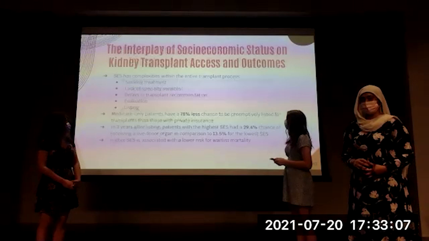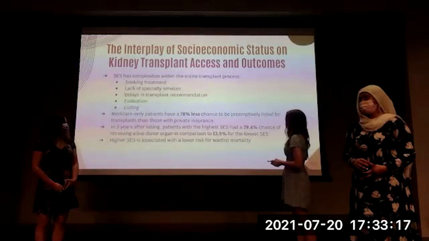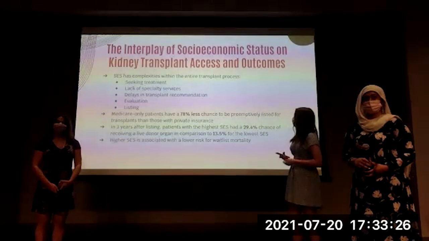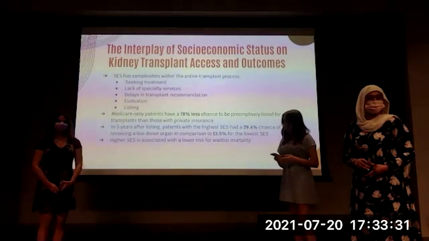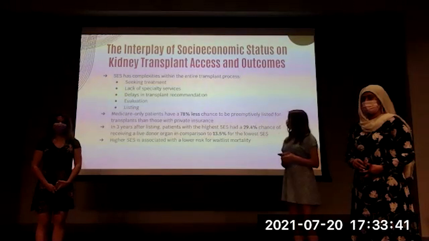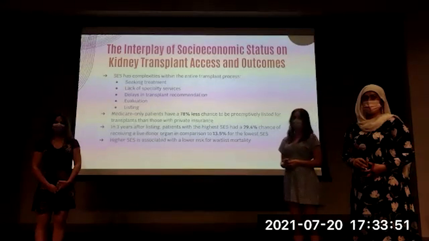So breaking off of that study in Sweden, we actually found an American study called the Interplay of Socioeconomic Status on Kidney Transplant Access and Outcomes. And researchers actually found that socioeconomic status not only has to do with the actual transplant, but the complexities behind the transplant as well, including seeking treatment, evaluation, and listing. And it was found that Medicare-only patients have a 78% less chance of receiving a listing than people who have private insurance. As well as in 3 years after listing, patients with the highest socioeconomic status have almost 30% more chances of receiving a live donor organ than compared to the 13.5% chance for lowest socioeconomic status.